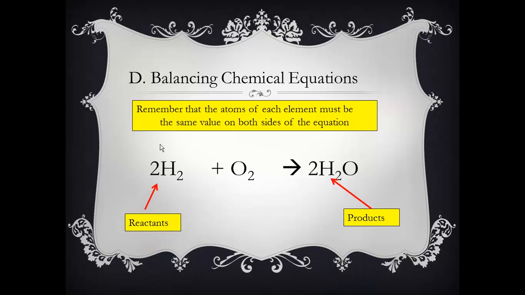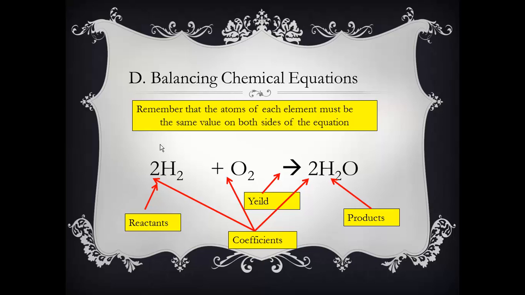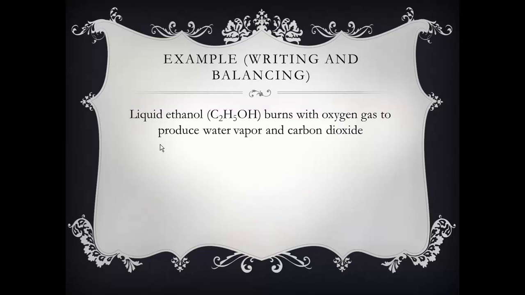You have your reactants on the left-hand side of the arrow, products on the right-hand side. You have the yield sign, and you have coefficients, numbers in front of each compound or molecule or atom. Notice oxygen, O2, doesn't have a number, so it's 1, not 0. Alright, so let's do the practice.